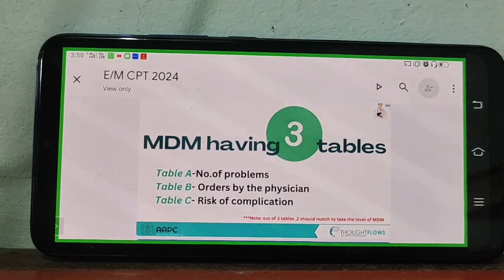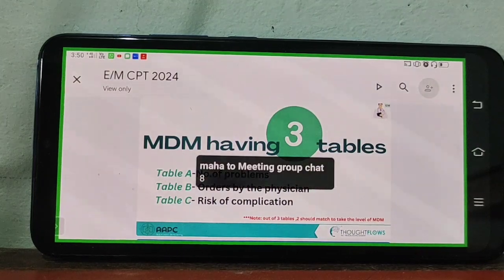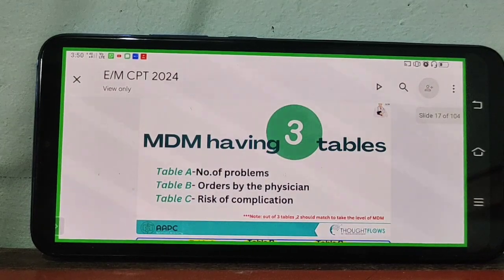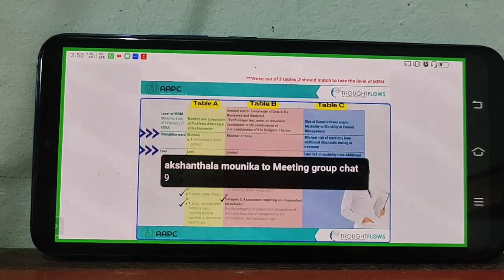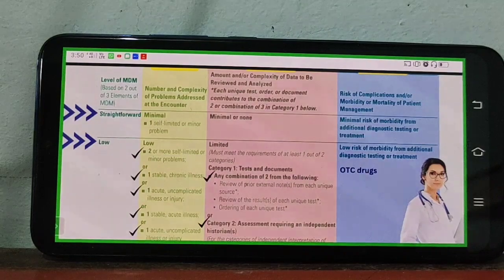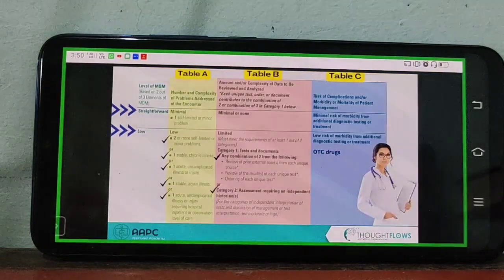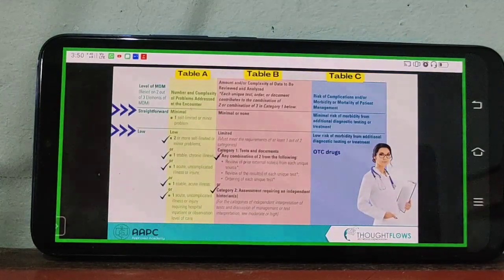Risk means that, based on the test result, the doctor will take some decision for treatment. That is table A, B and C. See that: table A, B and C. There are 3 tables, also called columns. The 3 columns are the 3 tables.